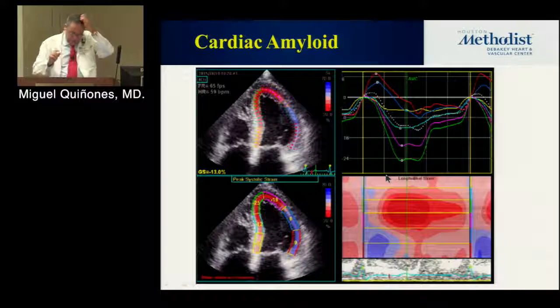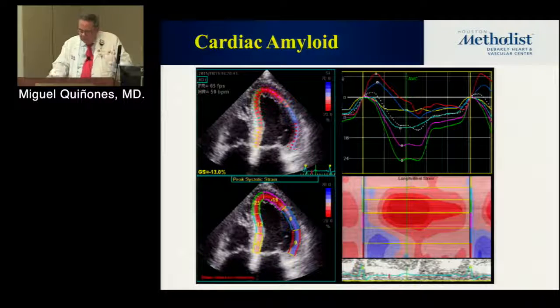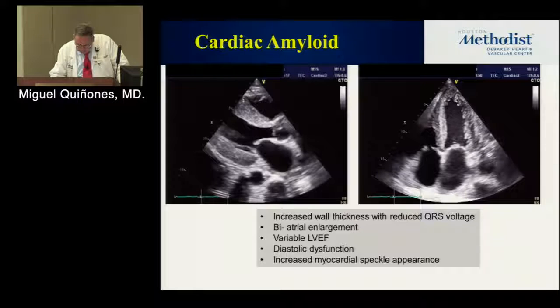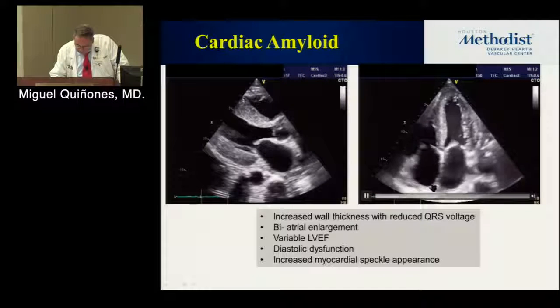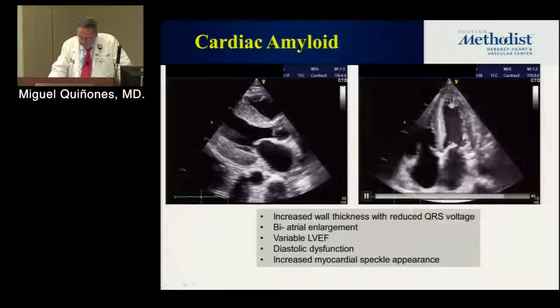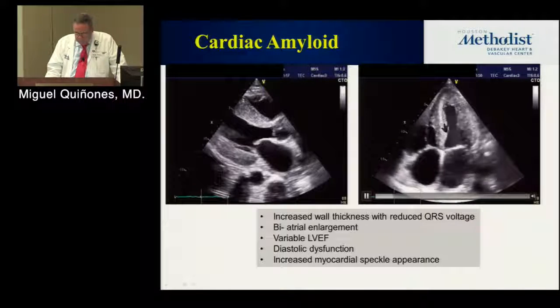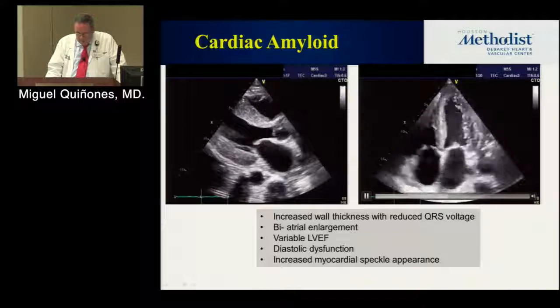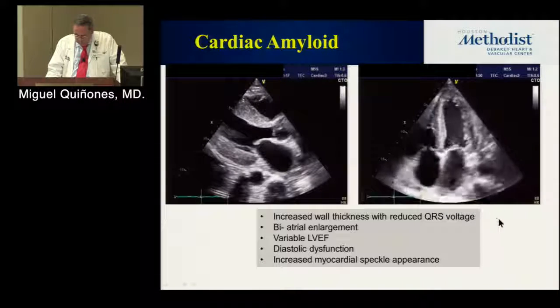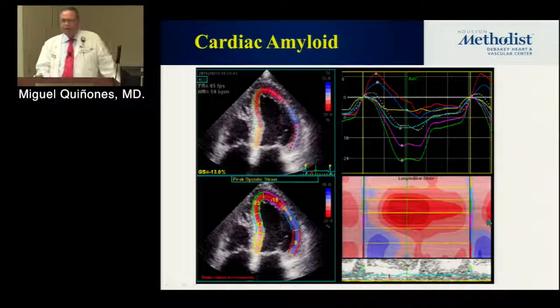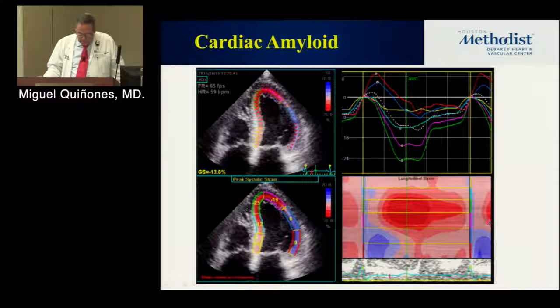Now, I want to show this because in the amyloid, now there is data, and by the way, you can see that. If I play this here, you can see this apex is contracting a heck of a lot better than this basilar segment. So even with the eye, we can see that frequently these people have better motion at the apex than at the base. So now that we have fancy strain, it shows it very nicely.